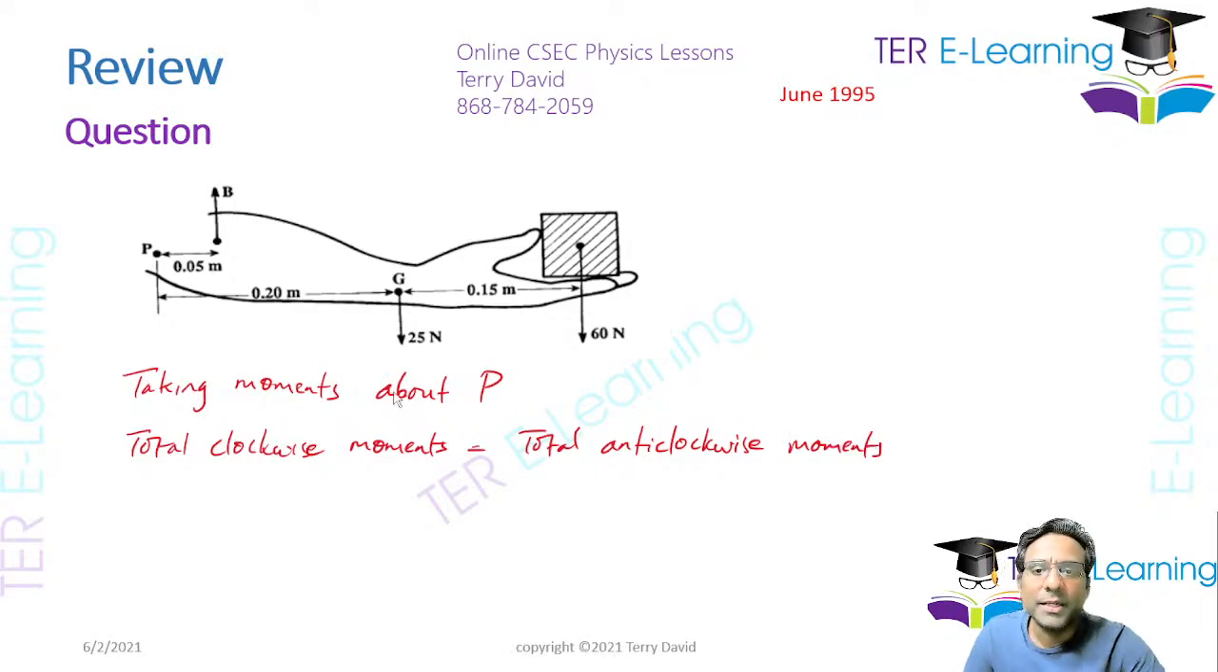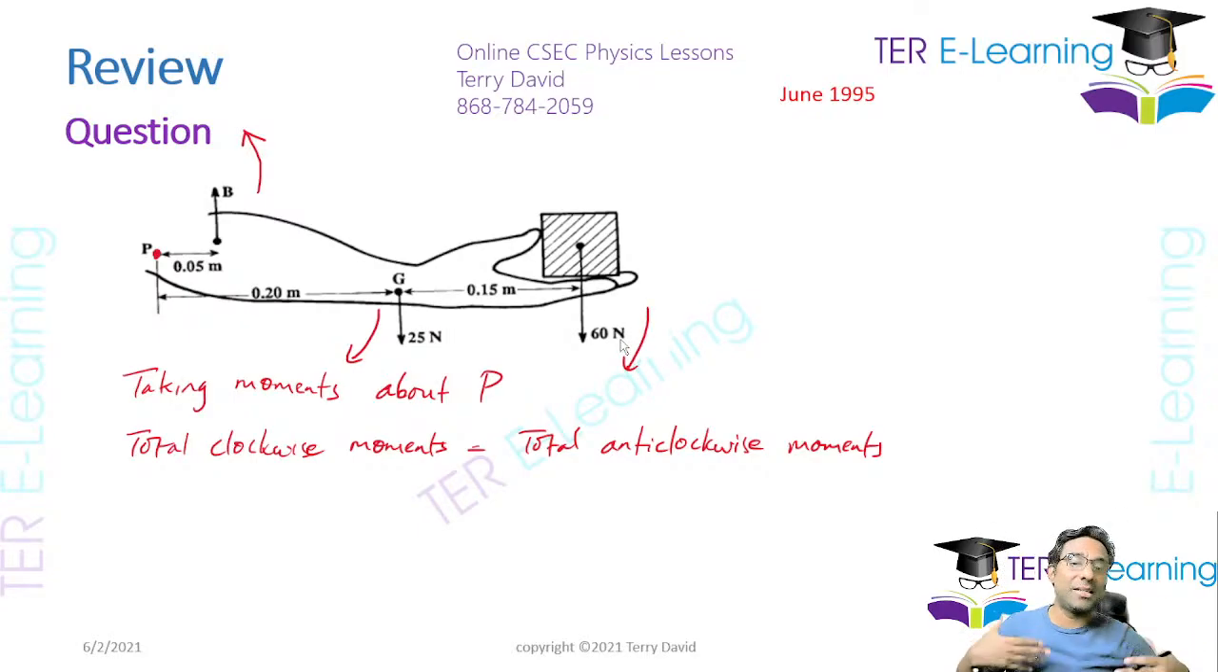If I'm taking moments about the point P, you need to figure out what are my clockwise moments and my anti-clockwise moments. The force B is pulling upwards like this, so that's an anti-clockwise moment. This 25 newton is rotating this way, so that's clockwise. 60 is rotating this way, so that's clockwise. So the first thing you need to do is identify what is clockwise and what is anti-clockwise in reference to your pivot.